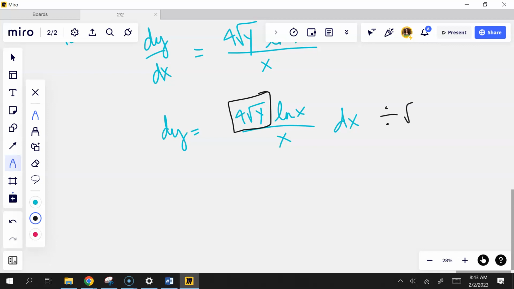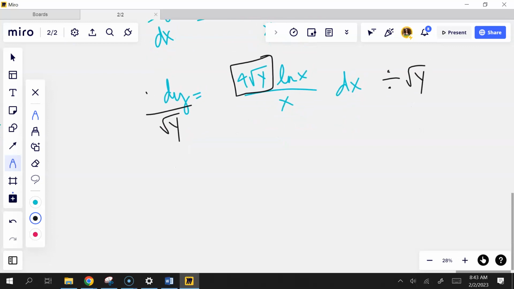I'm gonna write it like this so you can see what's going on. All right, so I end up with, and I'm gonna write this as y to the negative 1/2 instead of in the bottom like that, just because I know I'm fixing to integrate and I want to make it a little bit easier as I try to find the antiderivative. All right, so it equals 4 log x over x dx.